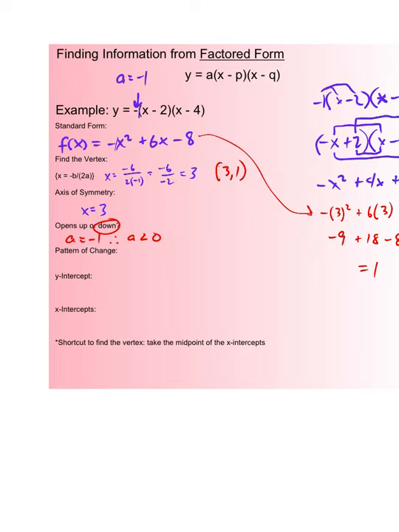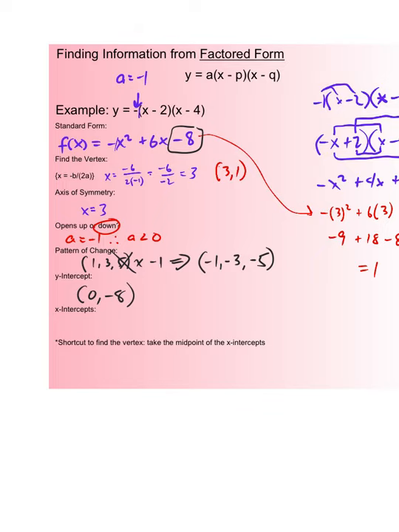The pattern of change, again, normally being 1, 3, 5. In this case, we have to multiply that by -1, since that's our a term. So our new pattern of change is actually -1, -3, -5. Because it opens down, it's going to be going down as we move over the x's. Our y-intercept again here would be the point 0, -8, because that's the last term of the standard form.